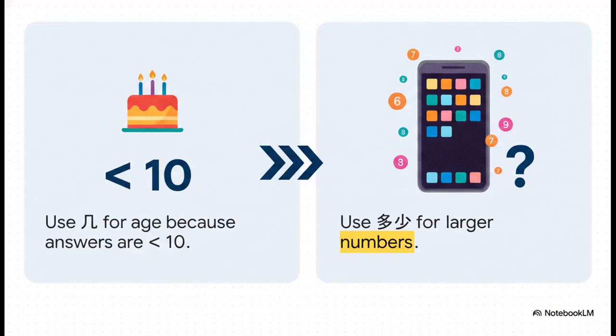So how do we actually ask for those numbers? In previous lessons, you might remember using 几 to ask for someone's age. But here's the catch. 几 is strictly used when the expected answer is a small number, generally under 10. Phone numbers in China are 11 digits long, so you absolutely cannot use 几. Instead, for numbers 10 and above, or when you just don't know the quantity, you must use 多少 to ask how many or how much.